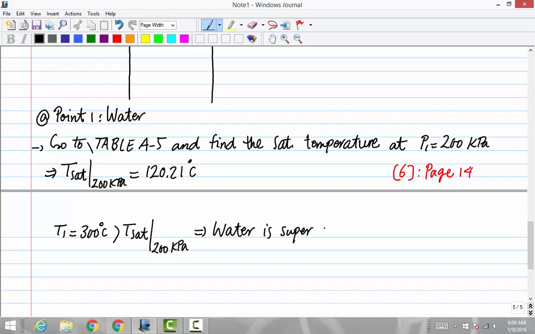Sometimes I get excited with what I'm talking about. Superheated.